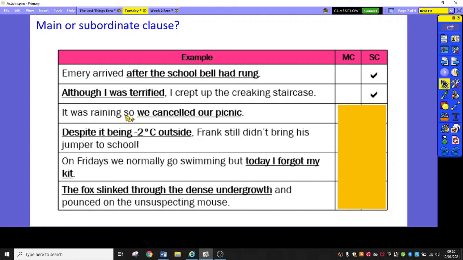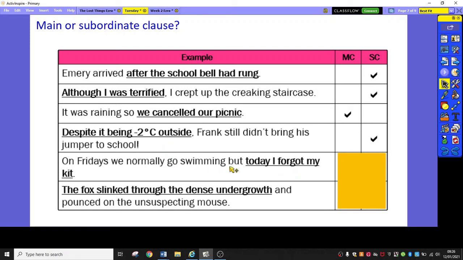This one, it was raining so we cancelled our picnic, is going to be our main clause. What actually happened? Well, the picnic was cancelled. That is our main piece of information from that sentence. Despite it being -2 outside, Frank still didn't bring his jumper to school, will be subordinate, because despite it being -2, that is just additional information about the day, how cold it was. The main piece of information that we're trying to convey there is that Frank didn't bring his jumper to school.